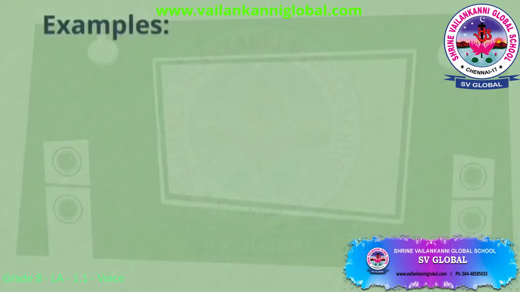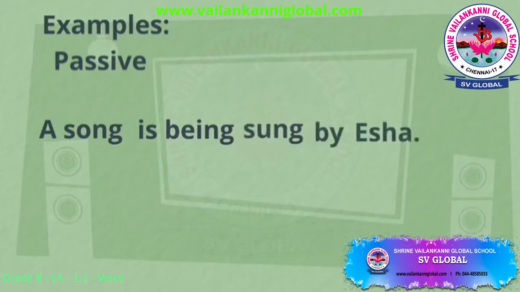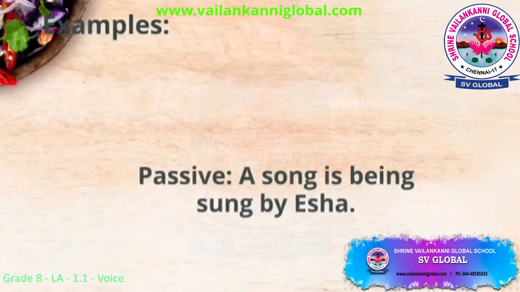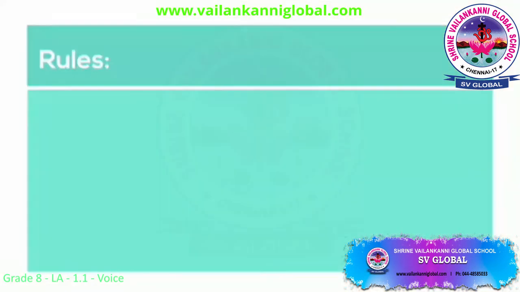Let's change it into passive form by keeping the pattern in our mind. Object, a song, add is being, then add the verb 3 form of sing, which is sung, add by, and then complete it with the subject which is Isha. So the answer is: a song is being sung by Isha. It's the passive form of the active voice, Isha is singing a song.